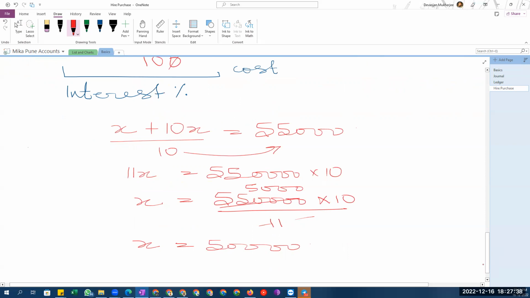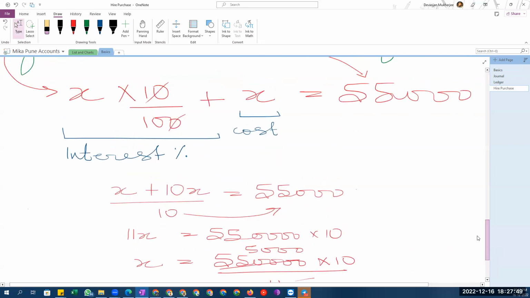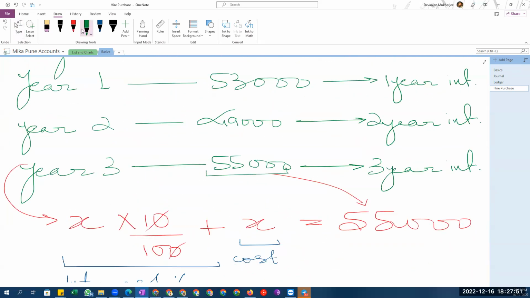So what is this X? This X is nothing other than the principal value, or the cost, the last remaining cost. This is the last remaining cost in this. We are not done yet.